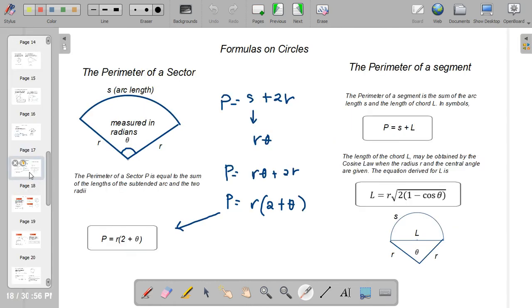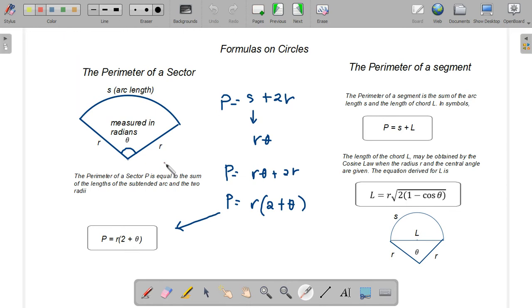Okay. So next we have how to get the perimeter of the sector. Okay, so the perimeter of a sector, we represent it as P, is equal to the sum of the lengths of the subtended arc. This is the length of the subtended arc and the two radii. Ito. So ito yung perimeter ng sector.